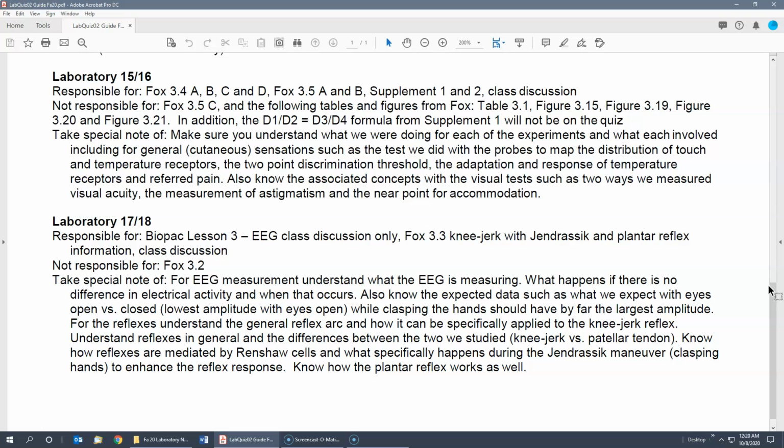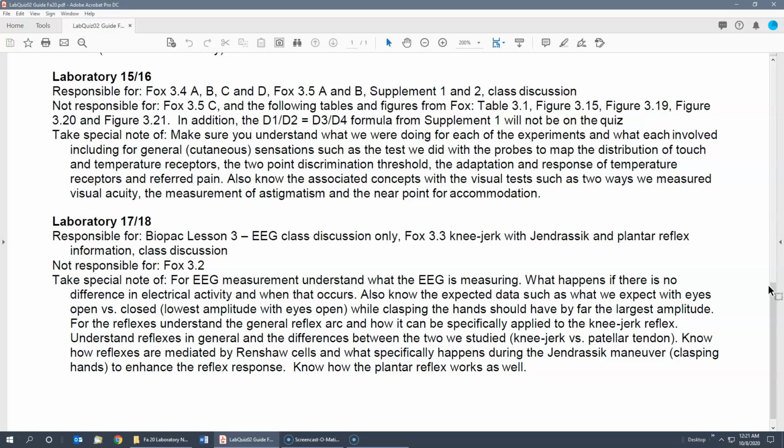The last lab, 17-18, that's BioPac Lesson 3. That's the EEG. And again, the only thing you have to know from that was what we talked about in class. We'll get to it in a second. Also, FOX 3.3 you're responsible for, and that's the 2 reflexes, just the 2 reflexes that we did: the knee jerk, with and without the Jendrassik, and then the plantar reflex, and how an abnormal plantar reflex is associated with the Babinski sign.